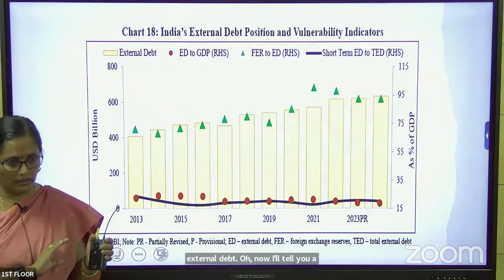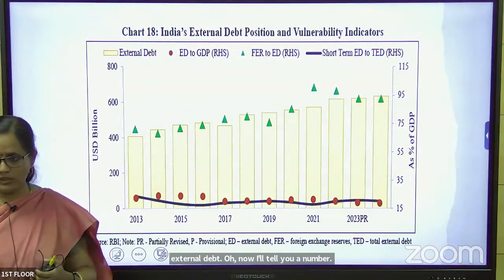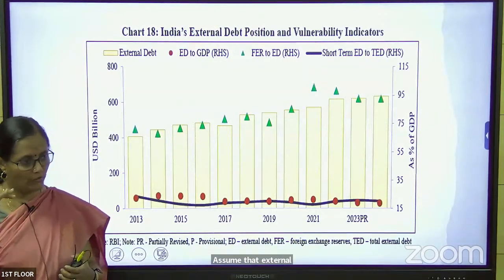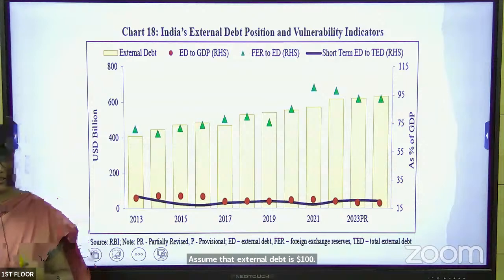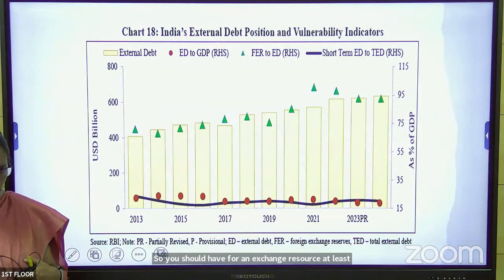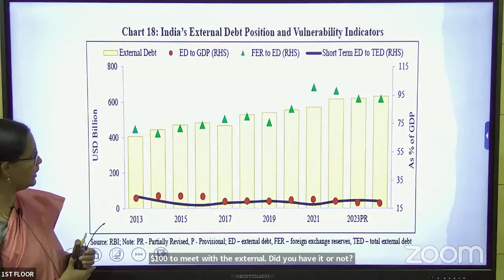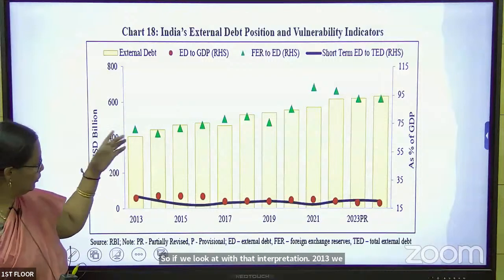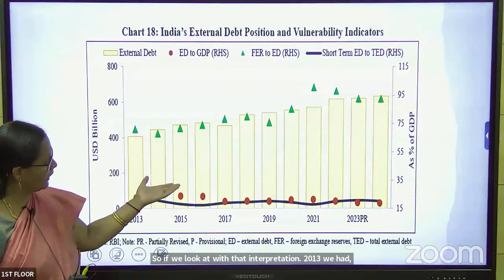Imagine that, and then look at the table, the graph. Assume that external debt is $100. So you should have foreign exchange reserves of at least $100 to meet the external debt. Did you have it or not? With that interpretation, in 2013 we had it, in 14 we didn't have it, and in 15 we didn't have it.